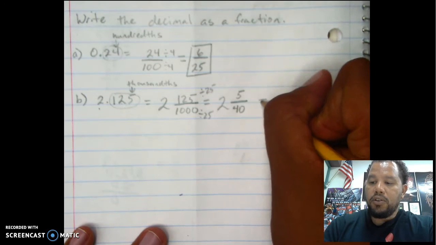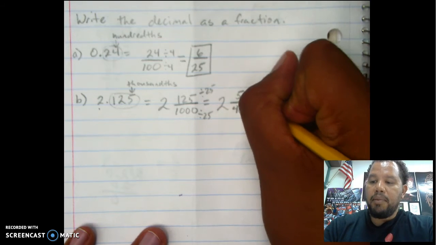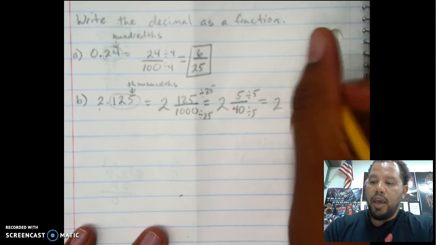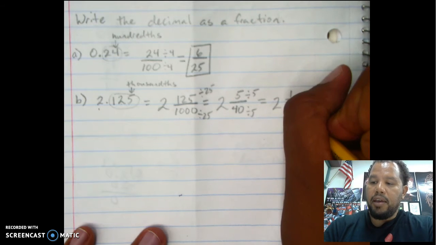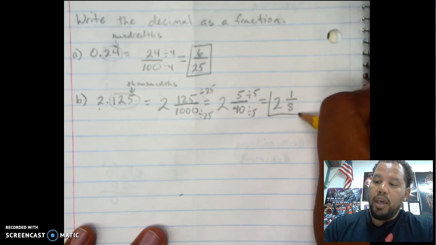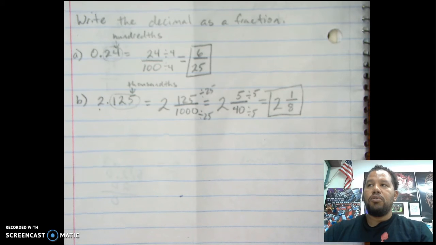But this can also be simplified because 5 and 40 can both be divided by 5. So I get 2, and 5 divided by 5 is 1. 40 divided by 5 is 8. So I get 2 and 1/8. So there is my fraction right there.